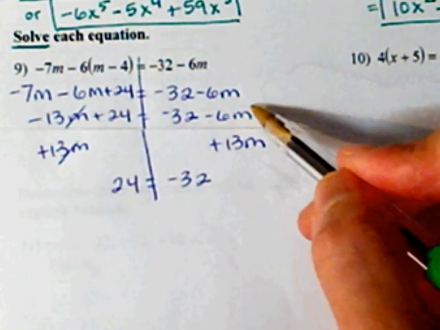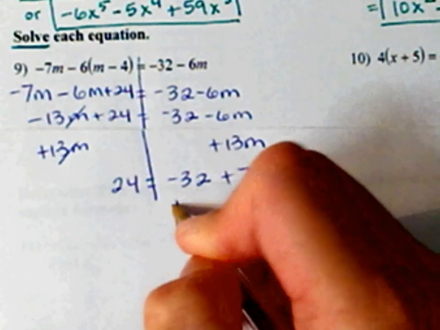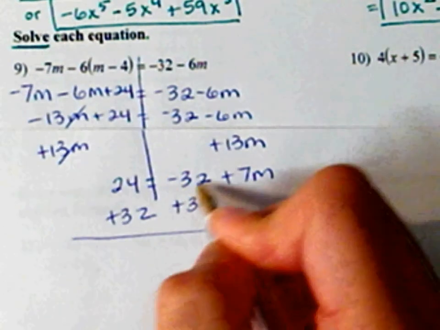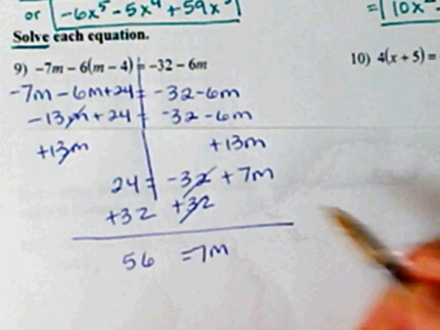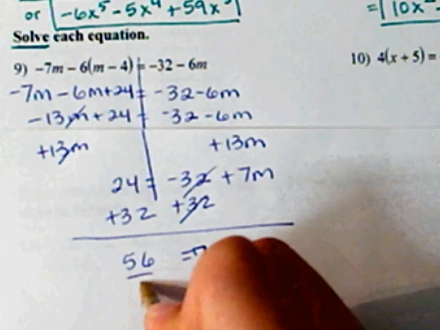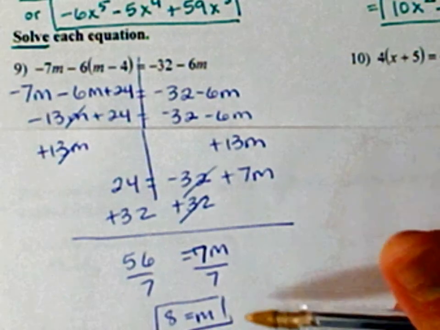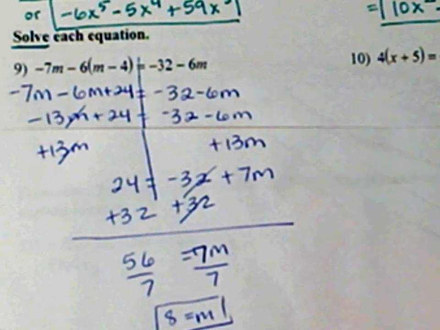Negative 6m plus 13m is positive 7m. Add 32 to both sides. This cancels, so you got 7m is equal to 56. Divide both sides by 7. So m is equal to 8. And if you want to make sure your answer is correct, you can always plug it back into the problem up here. And there's number 9.